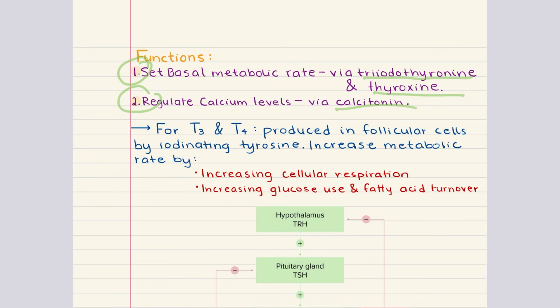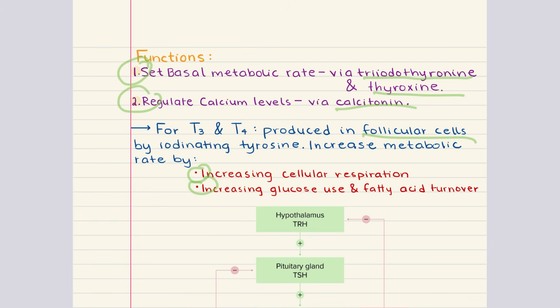These hormones are synthesized by the follicular cells of the thyroid, and they are made by combining iodine with the amino acid tyrosine. Now, once they're released, T3 and T4 act on nearly every cell in the body to increase the metabolic rate. And they do this in two main ways. First, by increasing cellular respiration, which really drives energy production. And second, by increasing glucose utilization and fatty acid turnover, that's going to make more fuel available for energy.